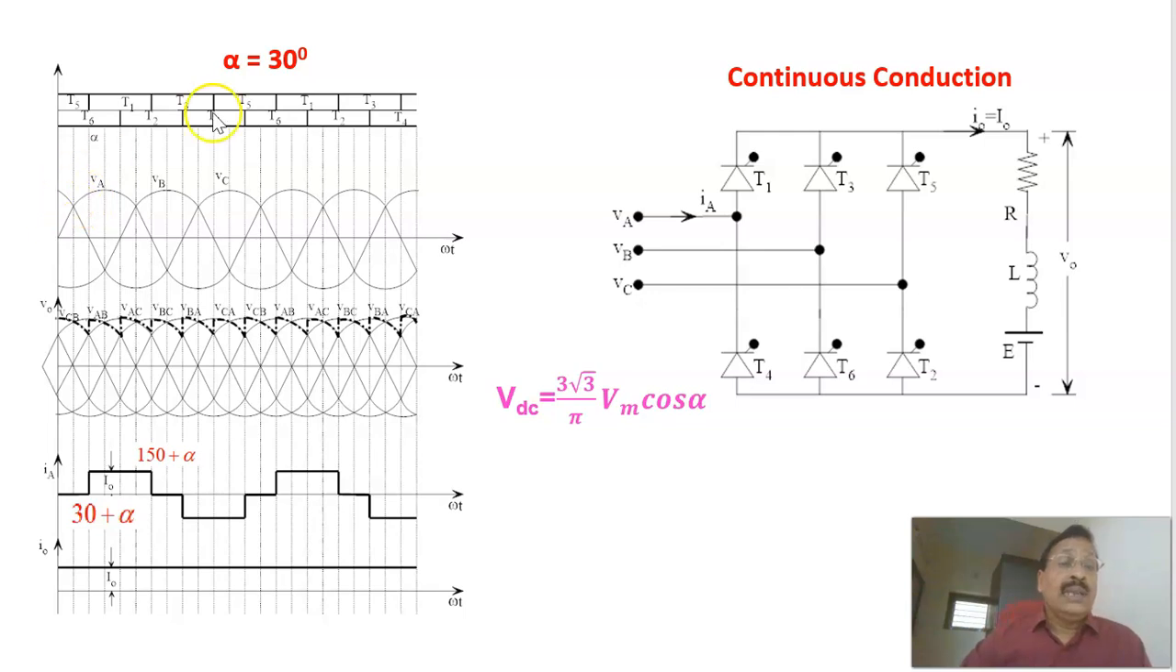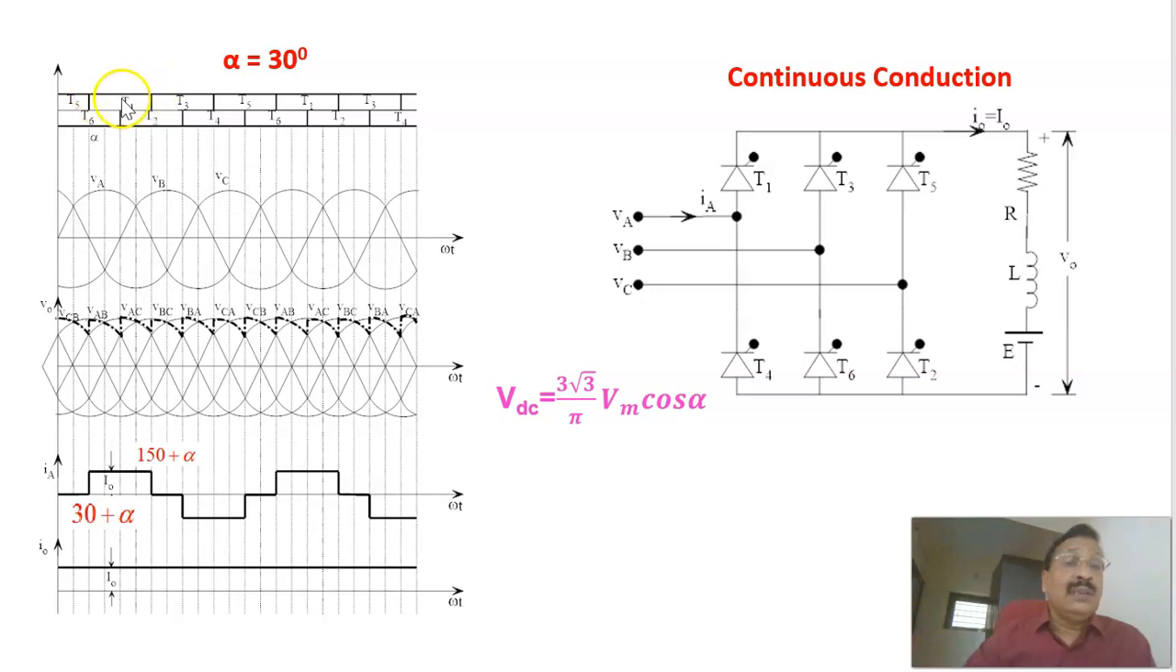Now, one more thing we are concerned with here is the firing angle equal to 30 degrees. The firing angle is always calculated from the meeting point of these phase voltages. From this point the firing angle for phase A is calculated, from this one the firing angle for phase B is calculated, and from this one the firing angle for phase C is calculated. Therefore, in this case, alpha is 30 degrees. From here 30 degrees is taken, and at this instant T1 is fired.